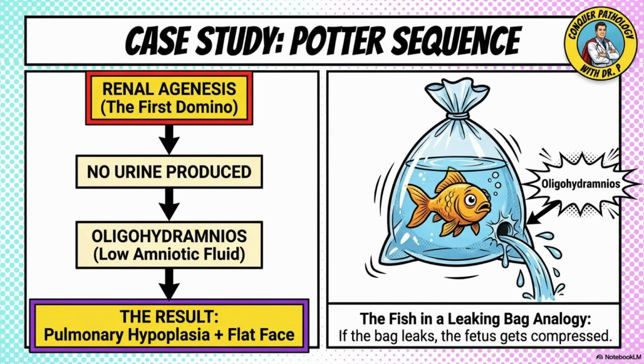The first domino here is renal agenesis. The baby has no kidneys. No kidneys means no urine is produced. Since fetal urine makes up amniotic fluid, this leads to oligohydramnios or low amniotic fluid. Without that cushion of fluid, the fetus gets compressed. This leads to pulmonary hypoplasia, lungs don't develop, and a flat face. Think of a fish in a leaking bag. If the bag leaks, the water is gone and the fish gets squished.